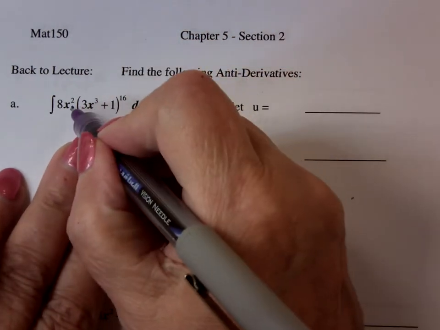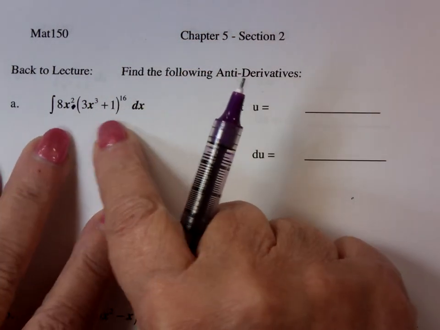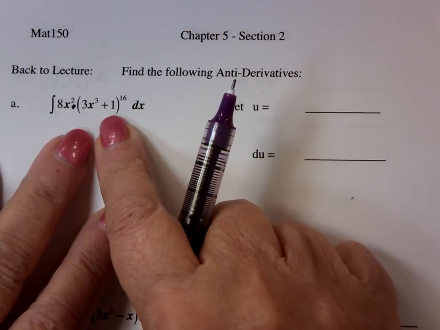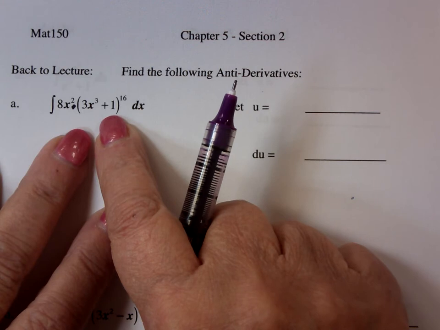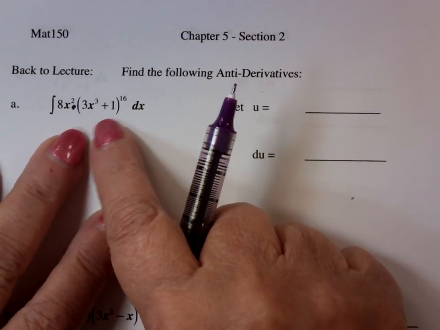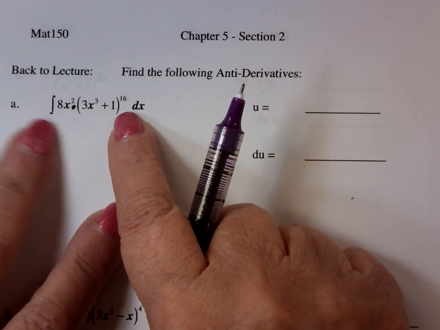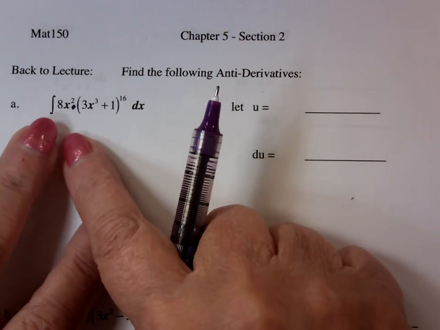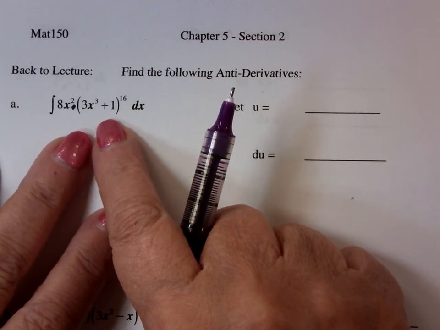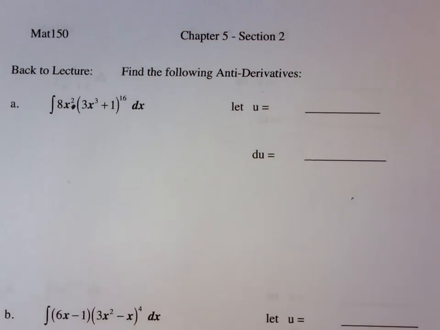So I've got the product of two functions, 8x squared and (3x cubed plus 1) to the 16th. I ask myself the question: in this product of two things, either 8x squared came from (3x cubed plus 1) to the 16th, or (3x cubed plus 1) to the 16th came from 8x squared. One had to come from the other. That's what u-substitution does.